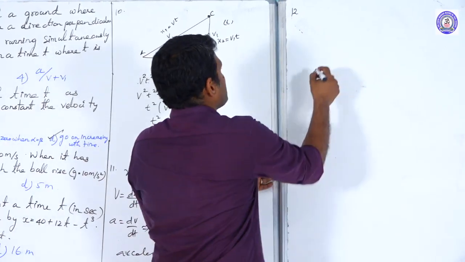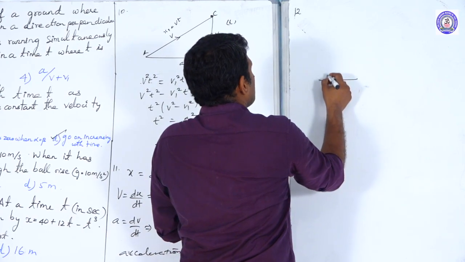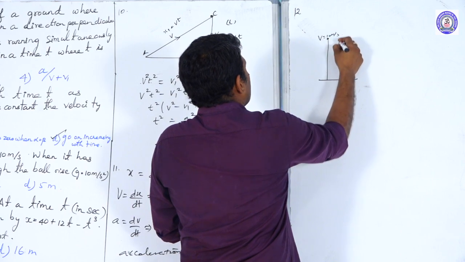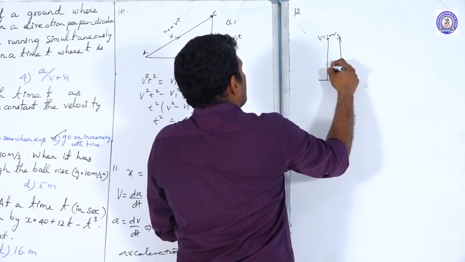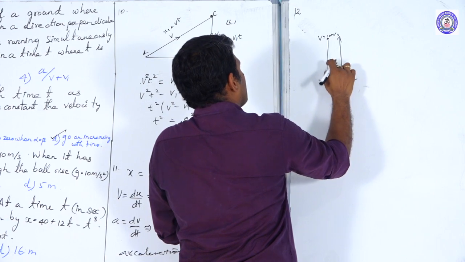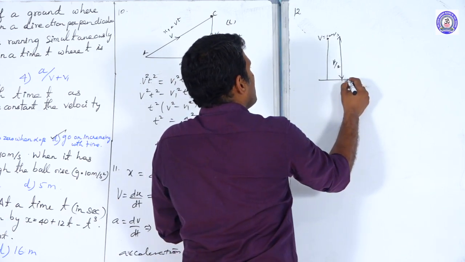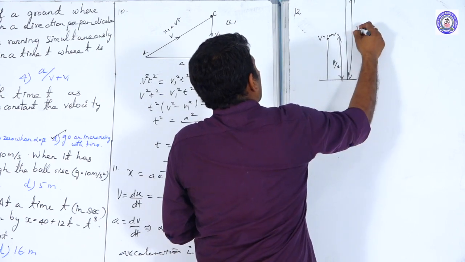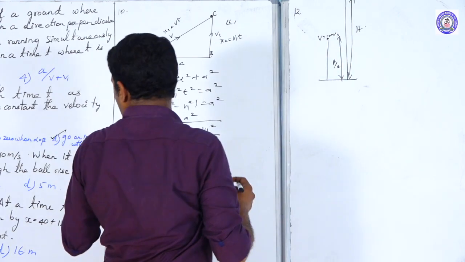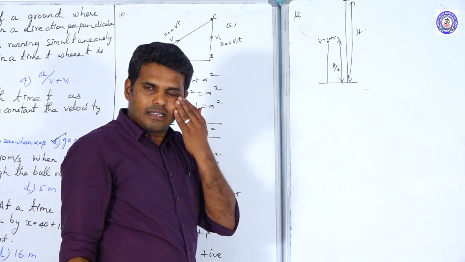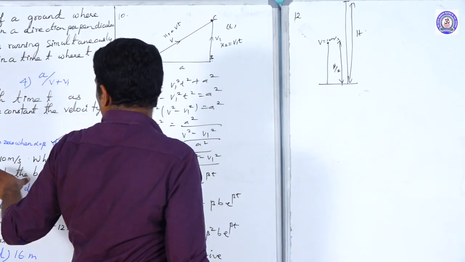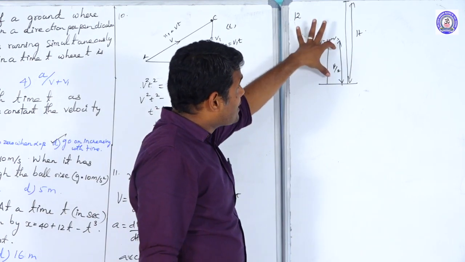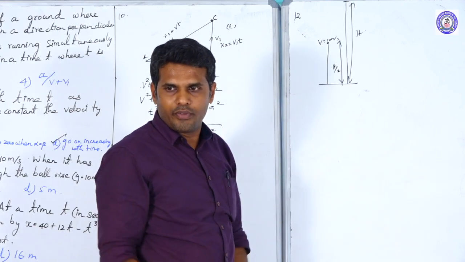It has a speed of 10 meters per second at a height h by 2. I can take it as capital H by 2. What height will the ball rise? This is the question asked. So the value of speed alone is known, and it is at a height h by 2. These are the contents we know.